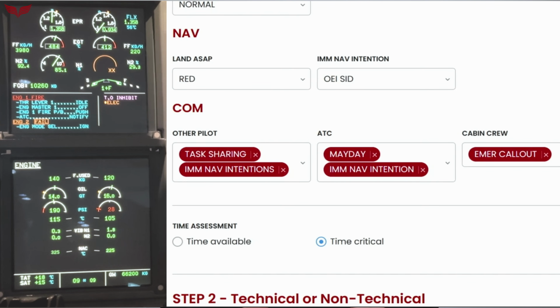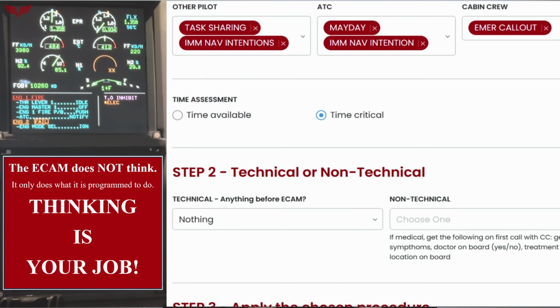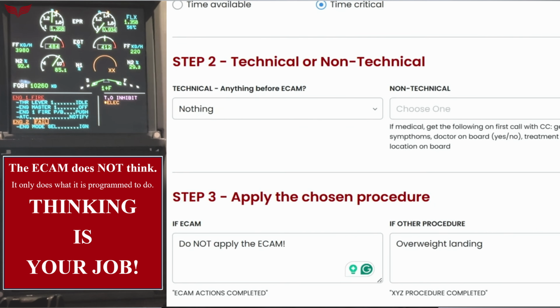ATC: Radar, call sign 123, Mayday, Mayday, Mayday, engine fire, request visual left traffic pattern for the departure runway, standby. Approved. Cabin crew, company specific emergency call out, but for example, cabin crew, emergency landing, cabin crew, emergency landing. This is a time critical situation. So step 2, is it technical or non-technical? Technical, but before touching the ECAM, stop and think, because blind execution here could cost you the only running engine and the aircraft.